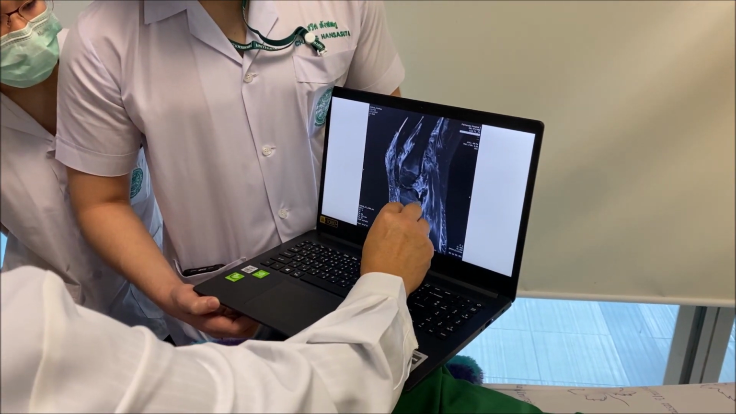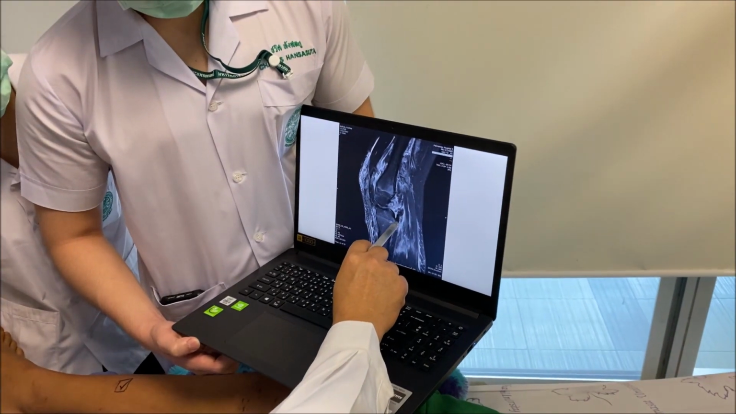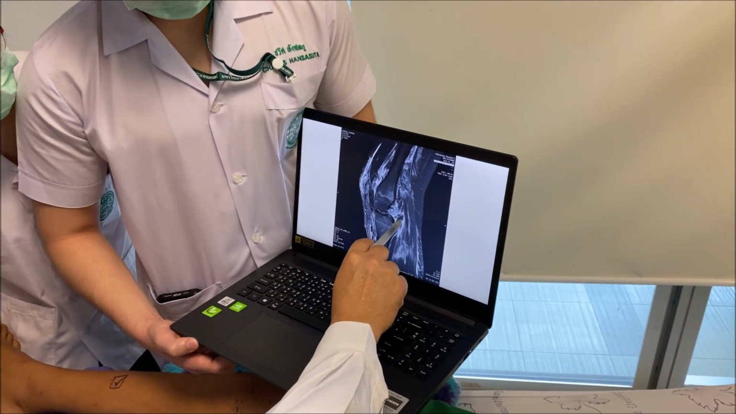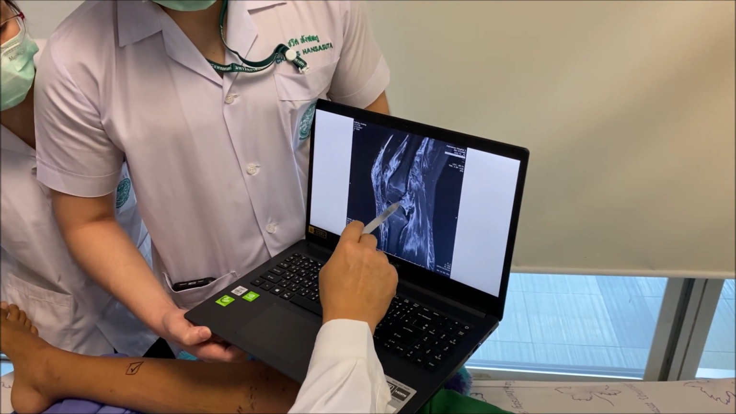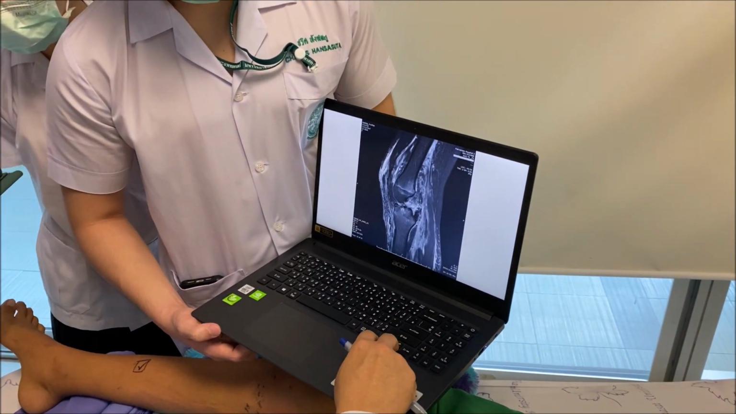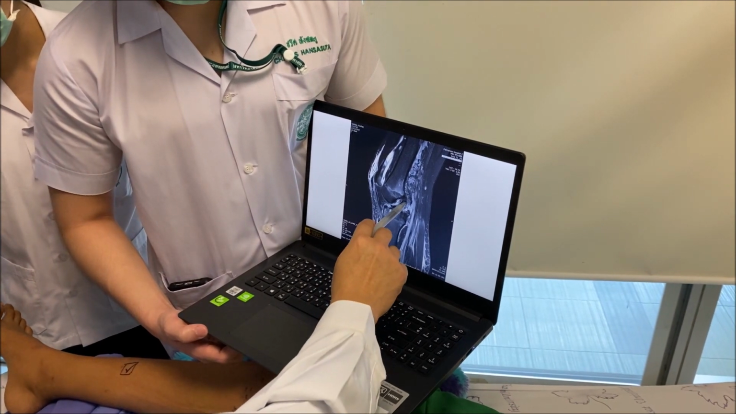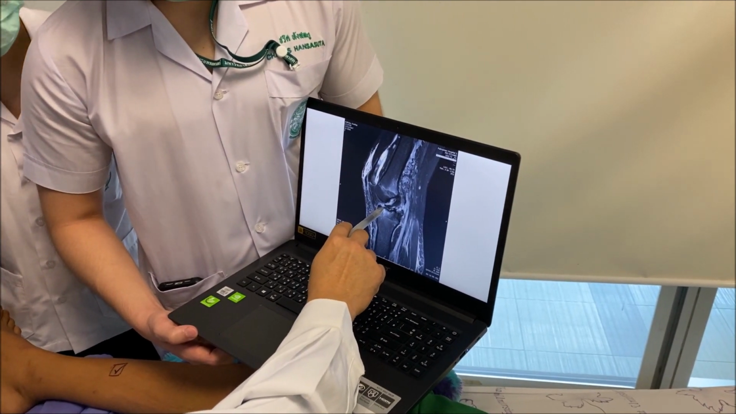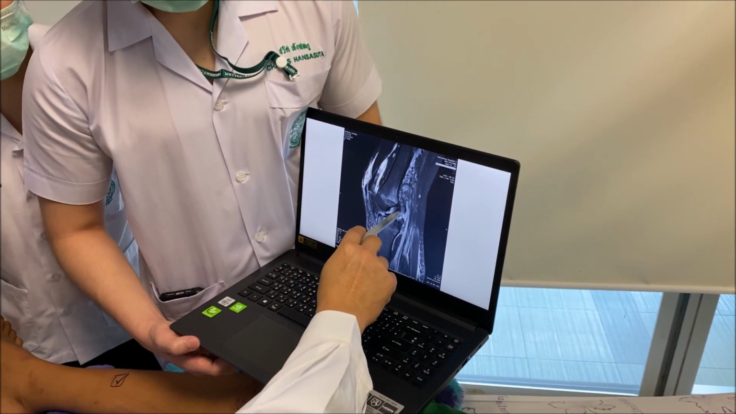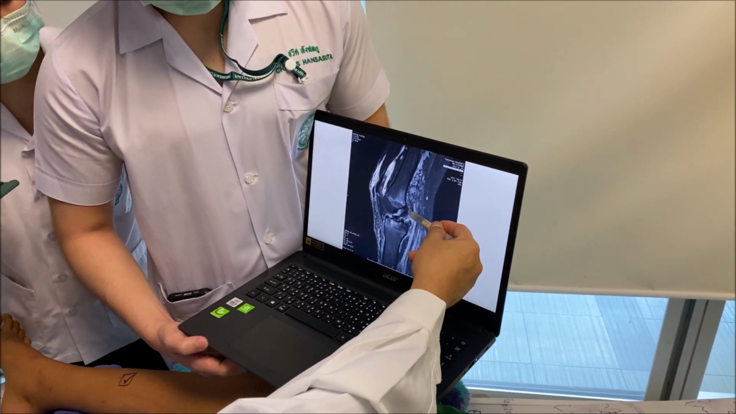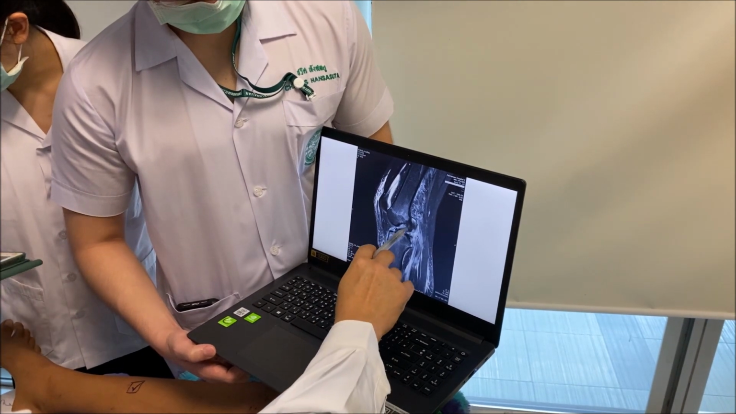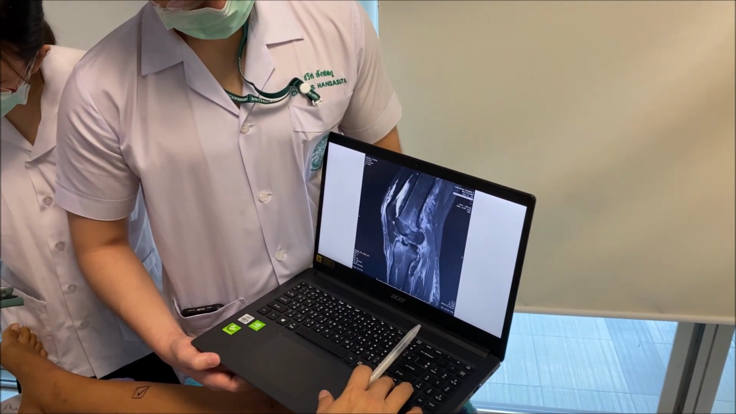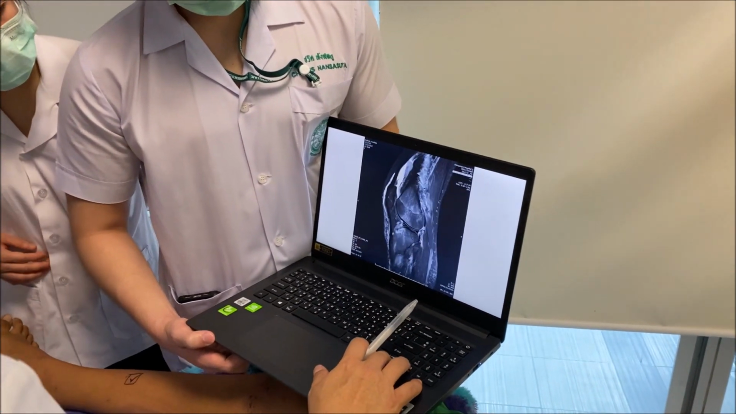This is the PCL attachment at the tibia. You see that it's buckling, it should be here. So the PCL is completely torn. This is the ACL, and you can see that the ACL is torn from the tibial side. At the femoral attachment it is okay. So I think the ACL is torn from the tibial side.